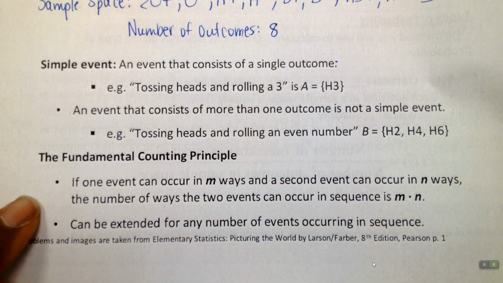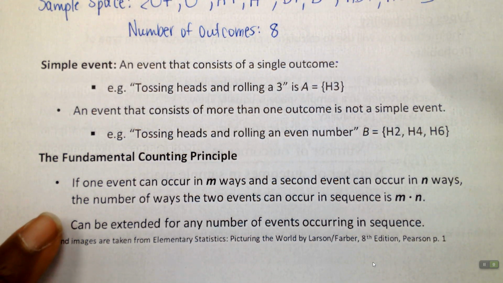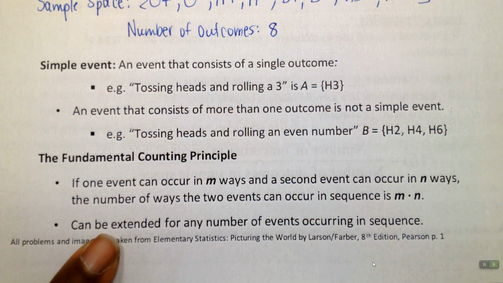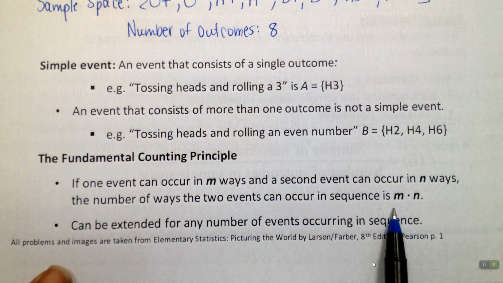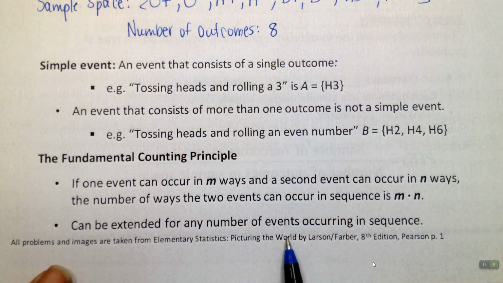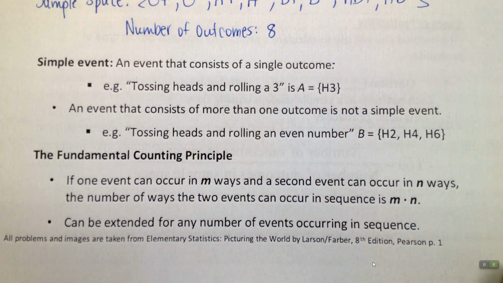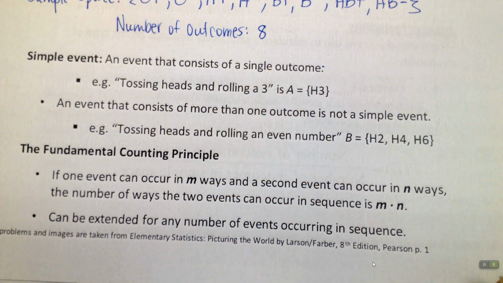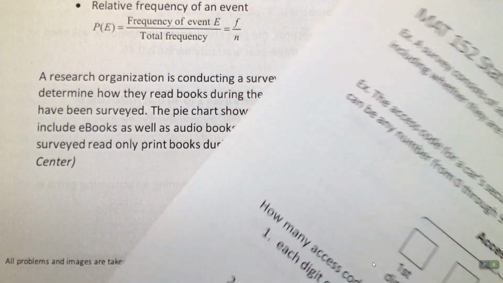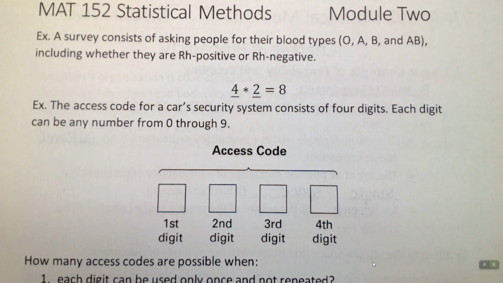Alright, the fundamental counting principle, we'll use this a lot in statistics. The fundamental counting principle is: if one event can occur in m ways and a second event can occur in n ways, the number of ways the two events can occur in sequence is m times n. And this can be extended to any number of events in sequence. So we can roll a die, flip a coin, and pick a card. We can do all of that, and then we'll multiply all those possibilities.